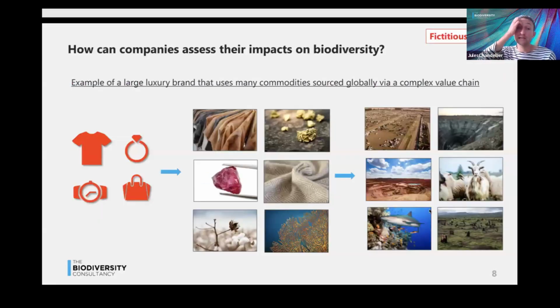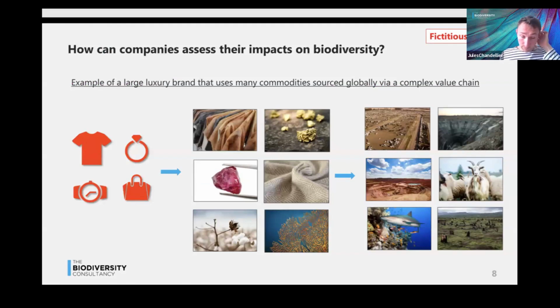So maybe quickly, I can give a more tangible example of what we would do. For instance, for a luxury brand, how can you start assessing your impact? Well, luxury brands have a very complex value chain, but you can start with your product.